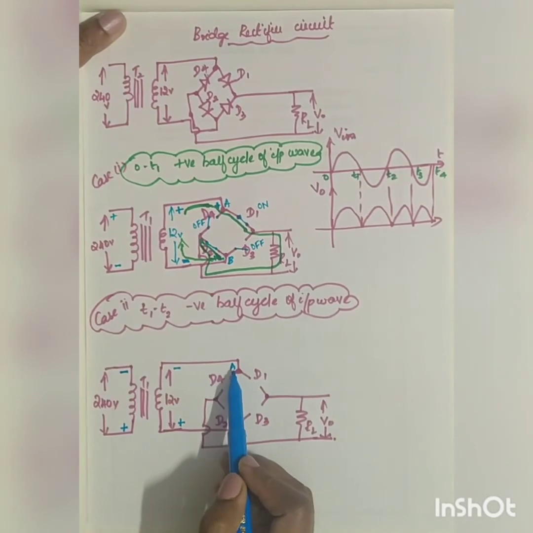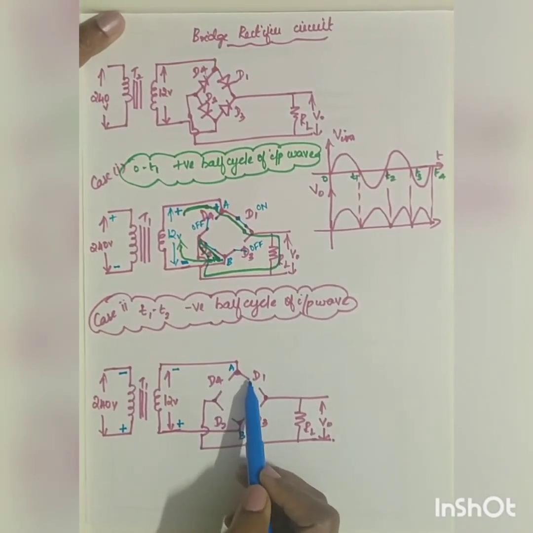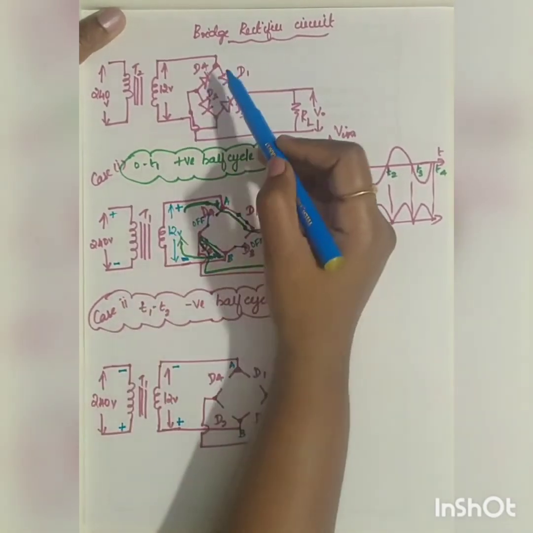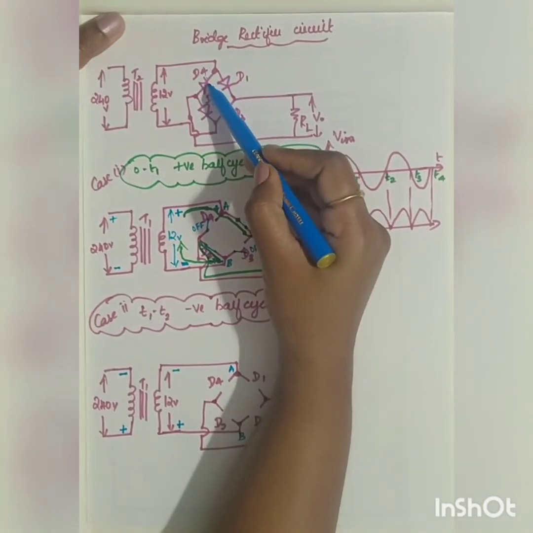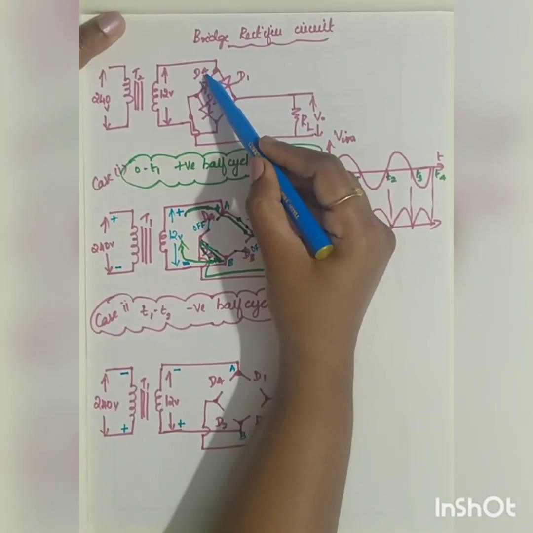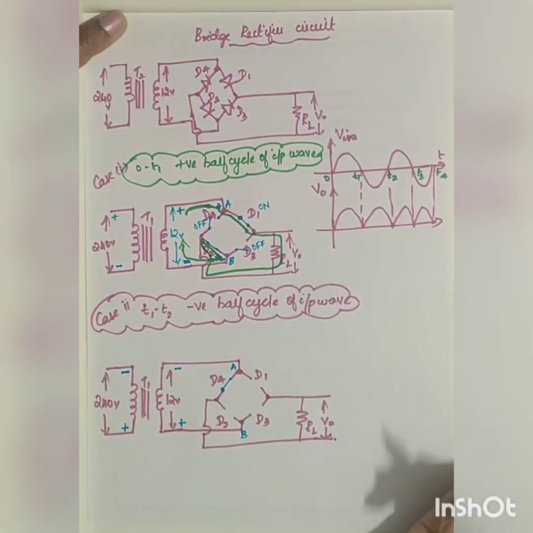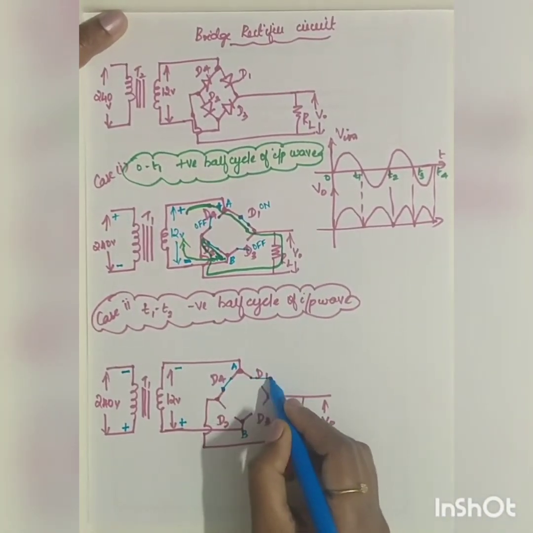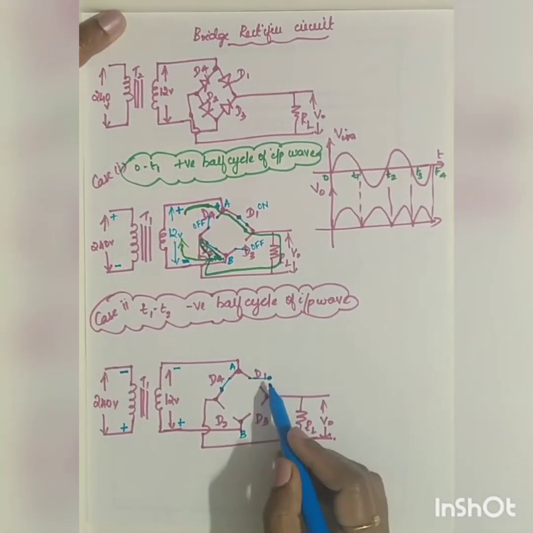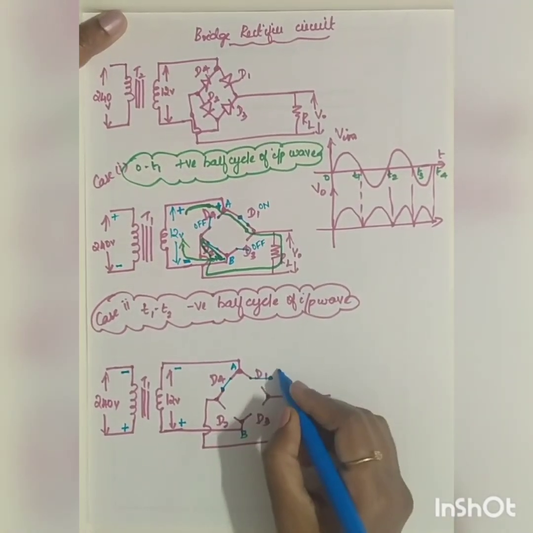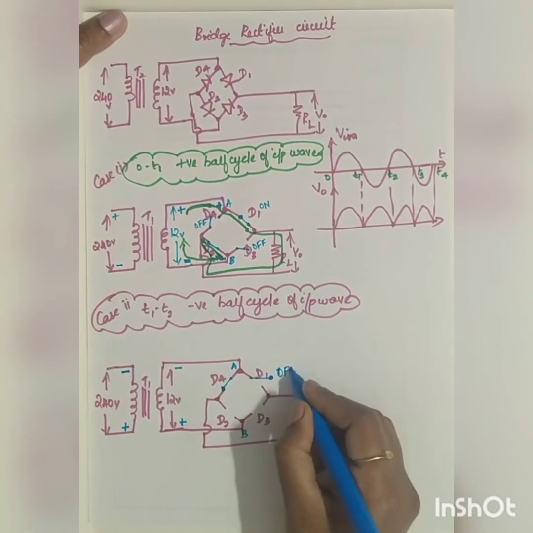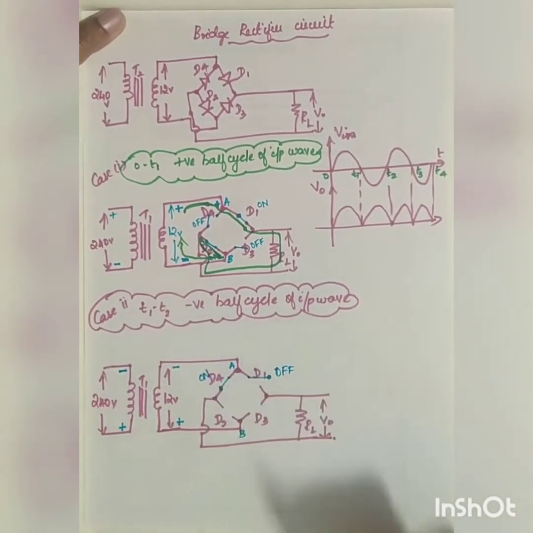If negative comes to the node A, then which diode will be conducting, D1 or D4? See, D1 is positive here, D4 is negative. So negative, negative will be forward bias. So D4 will act as a forward bias. It will act as a closed switch, whereas D1 will be reverse bias. It will be acting as an open switch. So D1 will be off, D4 will be on.